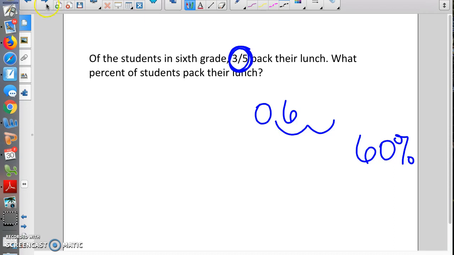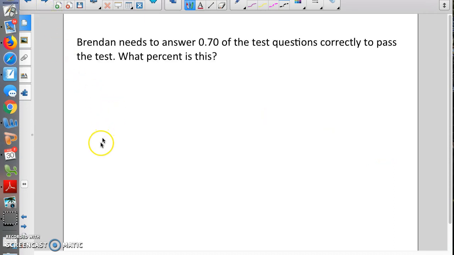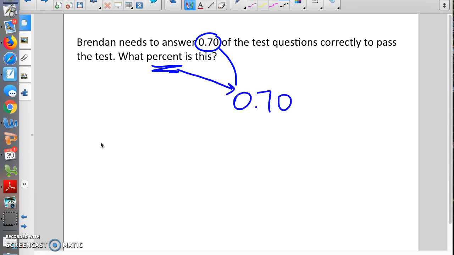I think I have one more. Brendan needs to answer 0.70 of the test questions correctly to pass the test. What percent is this? All you do is take your decimal, and it's asking for the percent. So you take 0.70. And how do you make a decimal a percent? You move the decimal 2 times to the right, which is 70%.